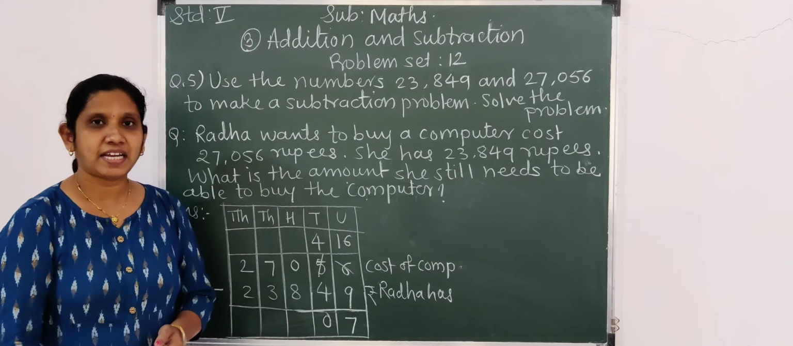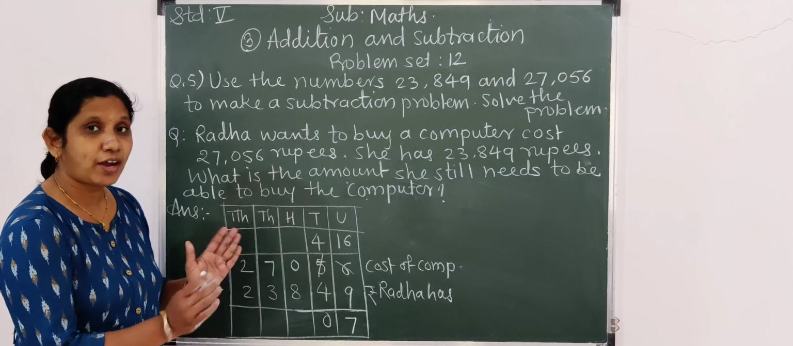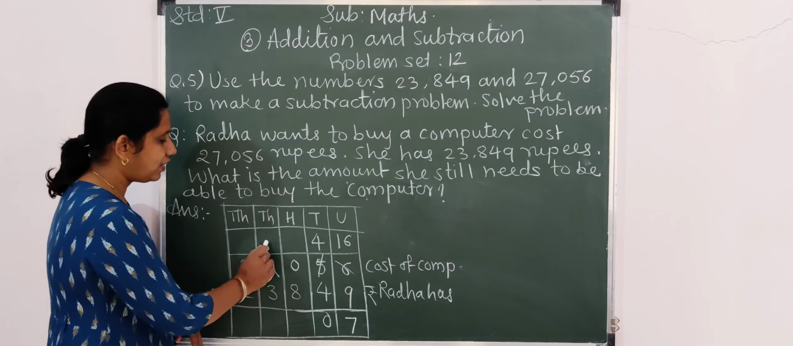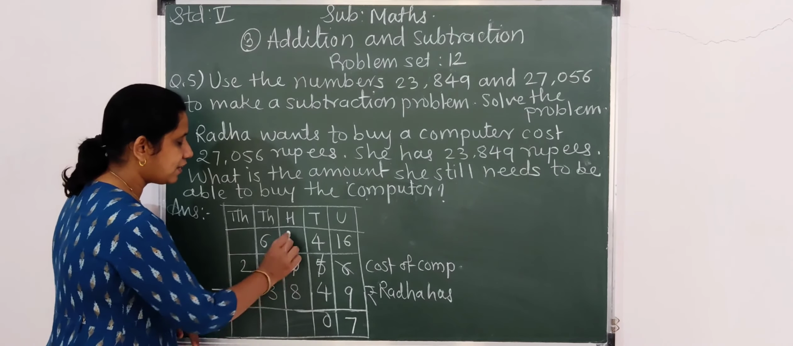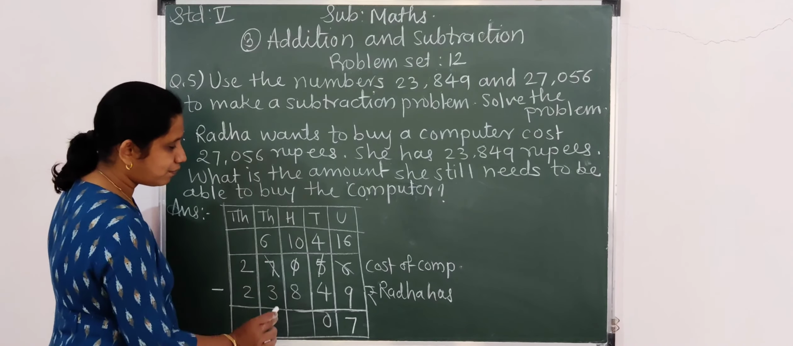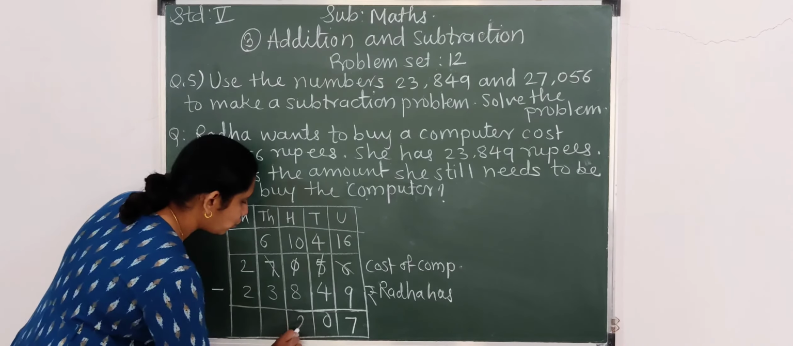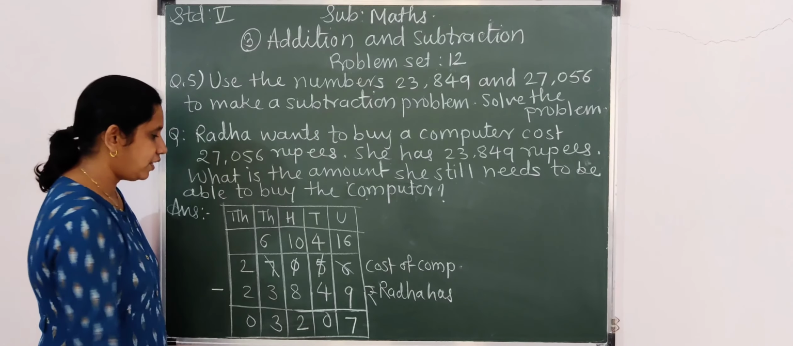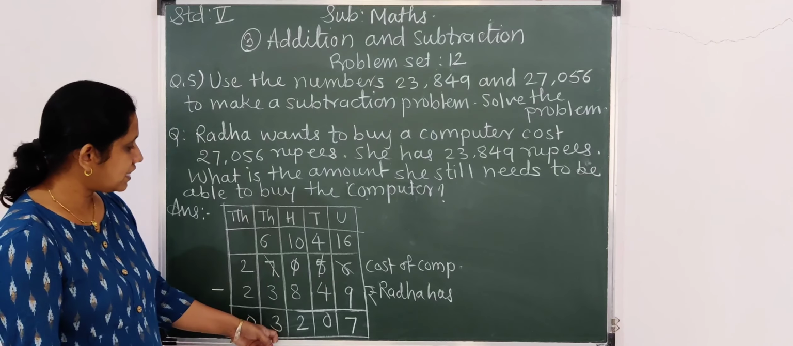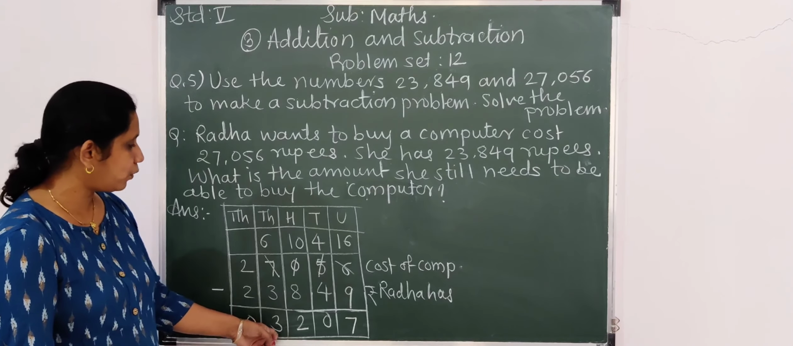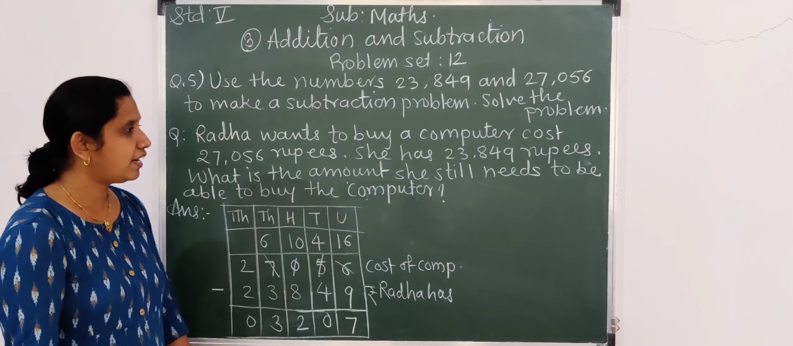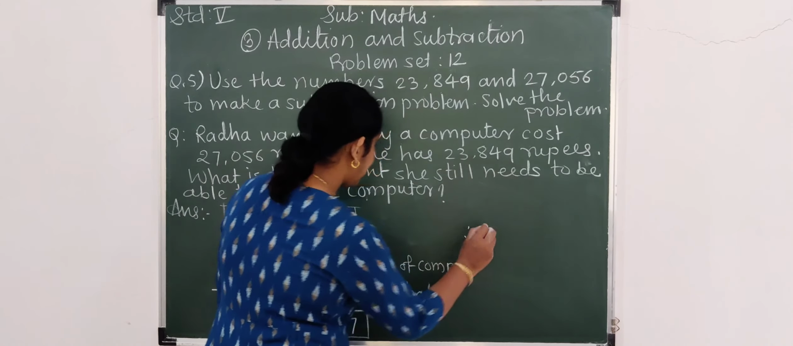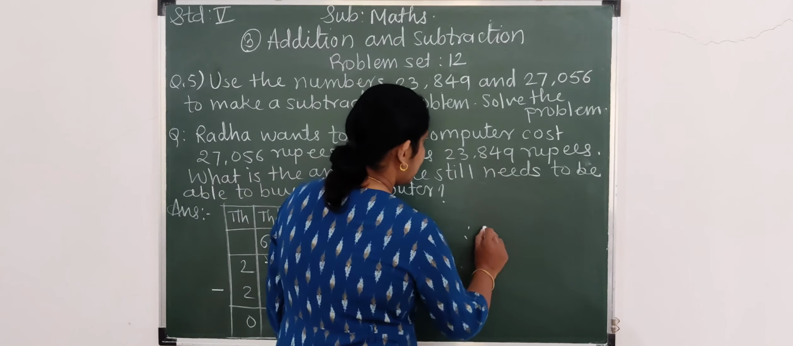Now 0 minus 8, is it possible? No. We have to borrow again. Go to the thousands place, cancel 7, what remains? 6. And this number becomes 10. Now 10 minus 8, very simple. 2, 6 minus 3, 3, 2 minus 2, 0. So how much money does she still require to buy a computer? 3,207.